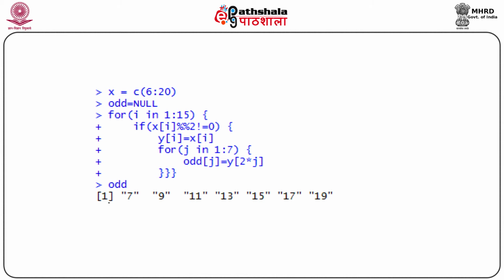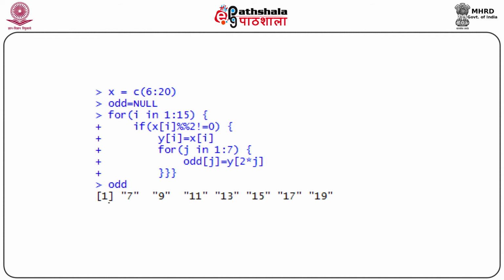As before, we are storing the sequence of values 6 to 20 in the variable x. And since we are concentrating on the odd values, the variable named odd needs to be initialized as null. Here also we are using a for loop. Now, we are considering the numbers from 6 to 20, so altogether we are going to have 15 numbers to handle.